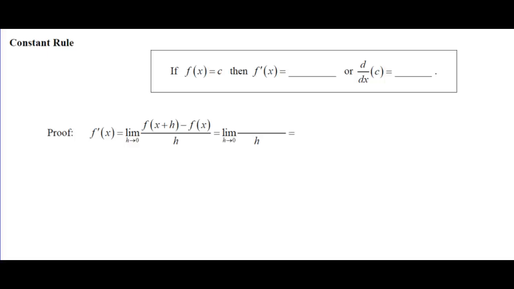First up, the constant rule. So if f of x equals c, right? So you've got a constant, right? Like y equals 5, right? That'd be a constant. Then f prime of x is equal to, so what's the slope of a, like if y was equal to 5 or something, what's the slope of that line?